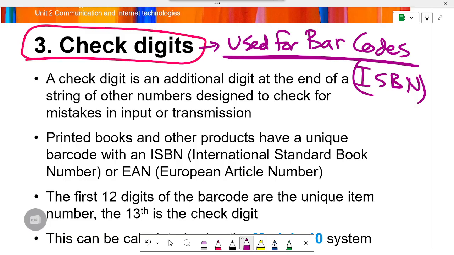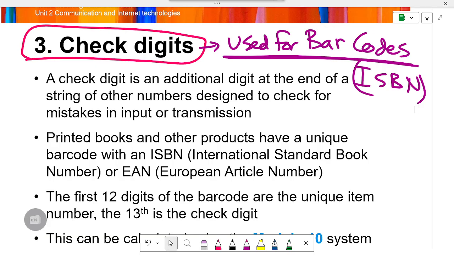Do you girls go shopping? You'll see that sometimes they have a little card and they go beep, beep, beep in the food market. How do they go beep, beep, beep? It's actually determining the binary number. And I will show you this idea. Okay? So check digits is used for books. It's used for barcodes when you go shopping.